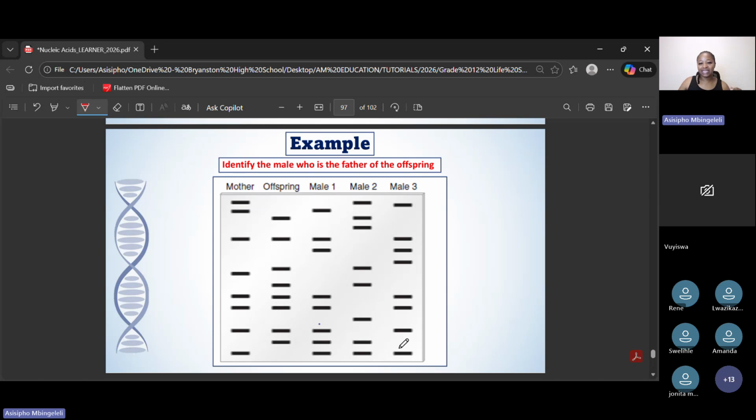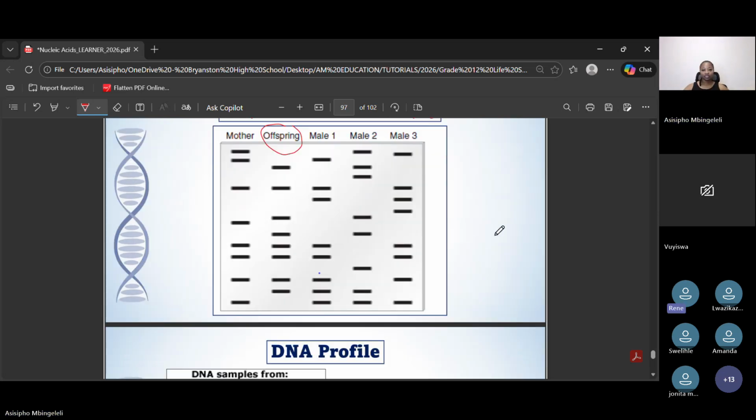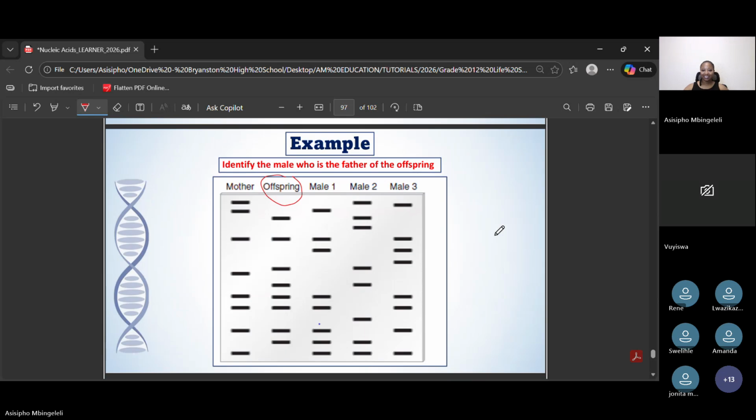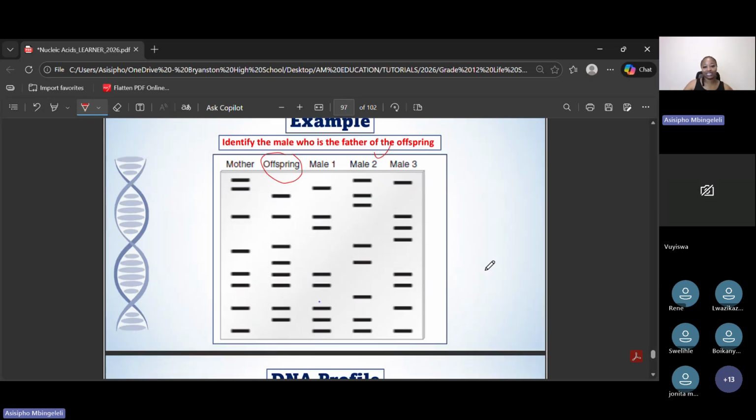Okay, anyone with the answer? Identify the male who is the father of the offspring. There is the offspring. Offspring is the child. Which one is the father? Male 2? We think male 2. Yes, male 2. It's definitely male 2. I'm happy. You see, now I'm back to being happy.